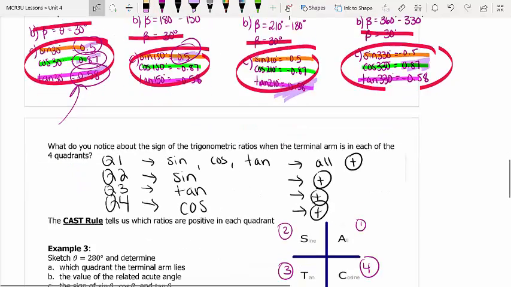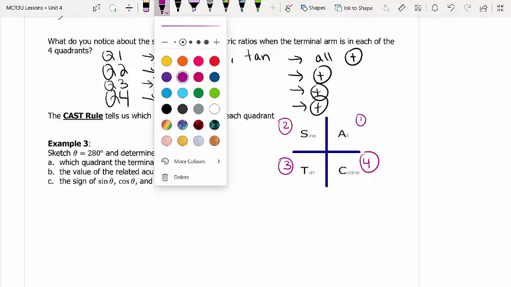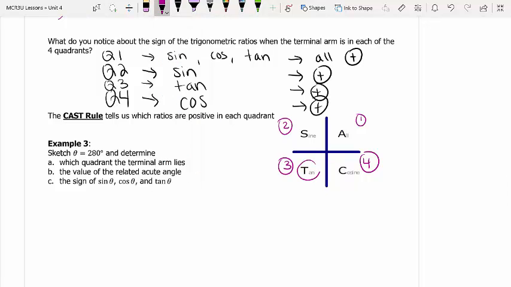Okay, this trend continues. So the CAST Rule tells us that in quadrant 3, only tan will be positive, and in quadrant 4, only cosine will be positive. You might not really understand what this is used for yet, but right now I want you to memorize the CAST Rule. The CAST Rule tells you which ratio will be positive in a given quadrant. Okay, so let's put this into a bit of action.